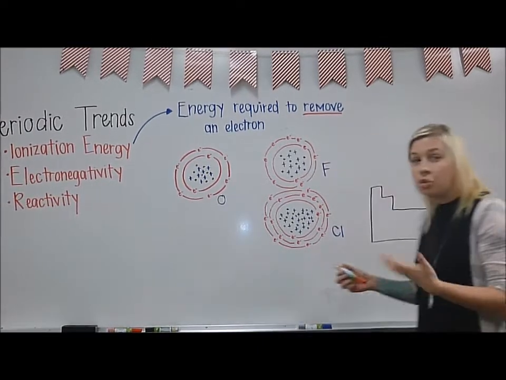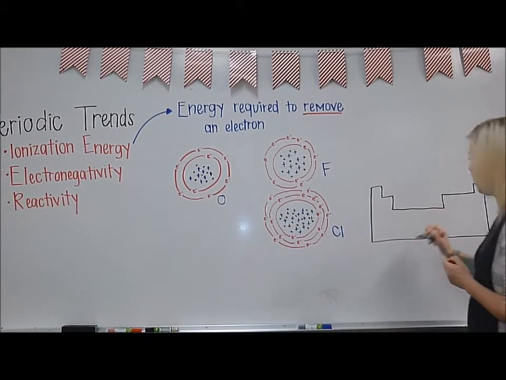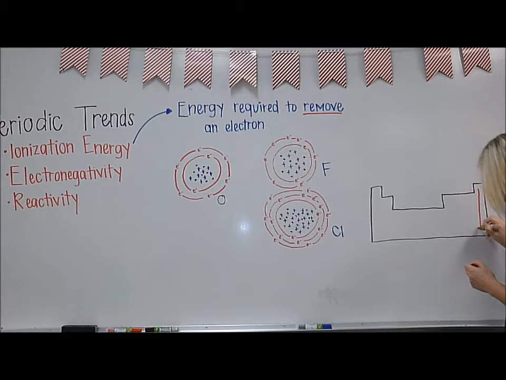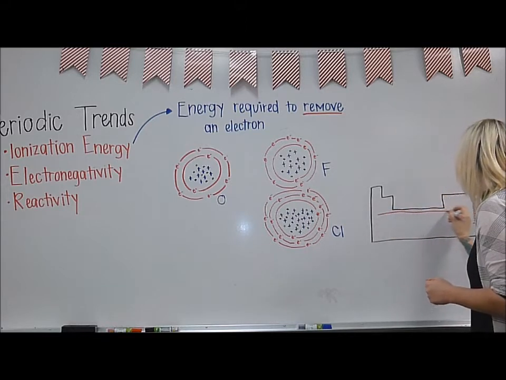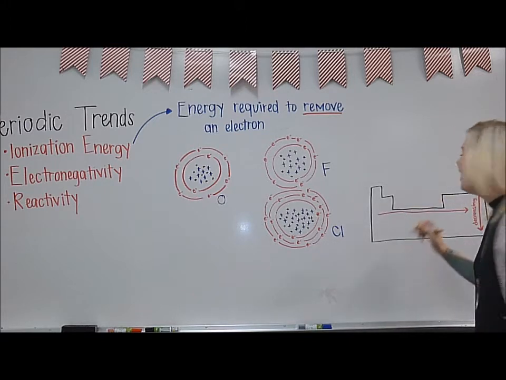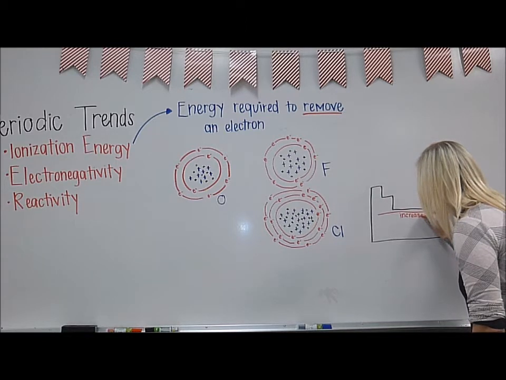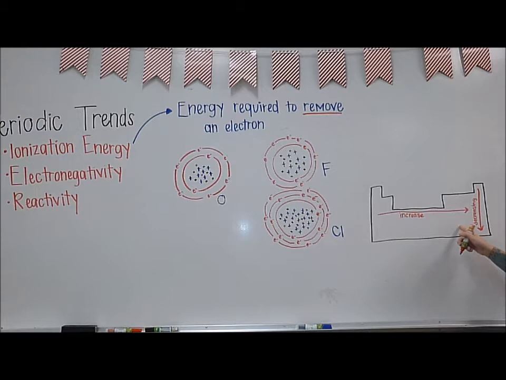Then if we look at the trends for the periodic table over here, as we go down this way, we are decreasing our ionization energy. It requires less energy to pluck an electron. And then as we go this way, due to nuclear charge, not shielding, that would increase the amount of energy that it takes to pull that electron.